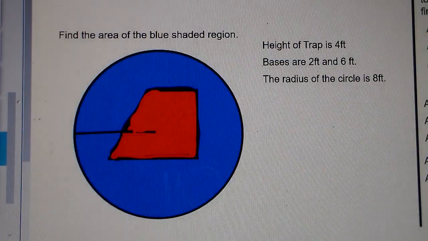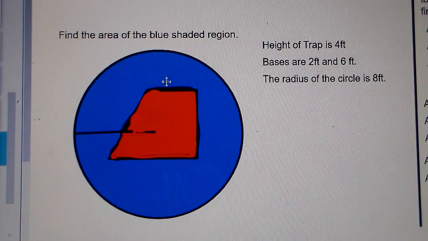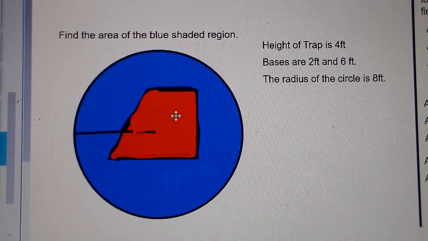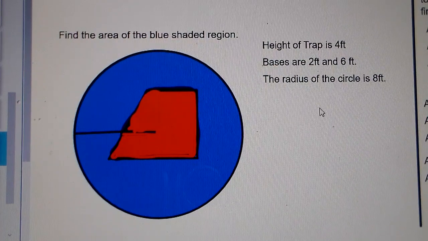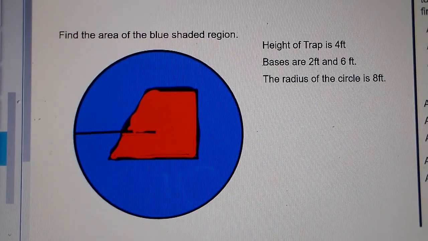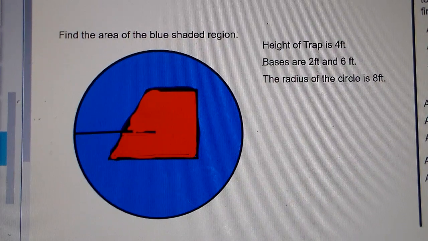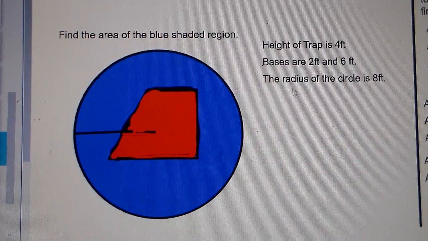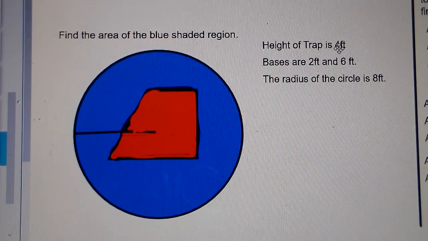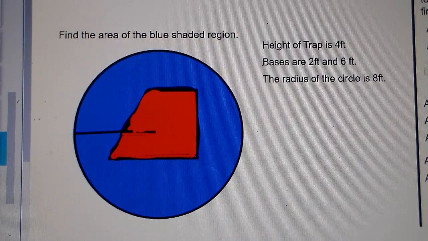Now, we could have an area on top of an area, a completely different shaded region. So we could have a trapezoid inside a blue circle, like we see here. For a problem like this, we need to know the area of the trapezoid to find the area of the shaded region. So our goal is to find the area of the shaded blue region. We're given the height of the trapezoid is 4 feet, the bases are 2 feet and 6 feet, and the radius of the circle is 8 feet.